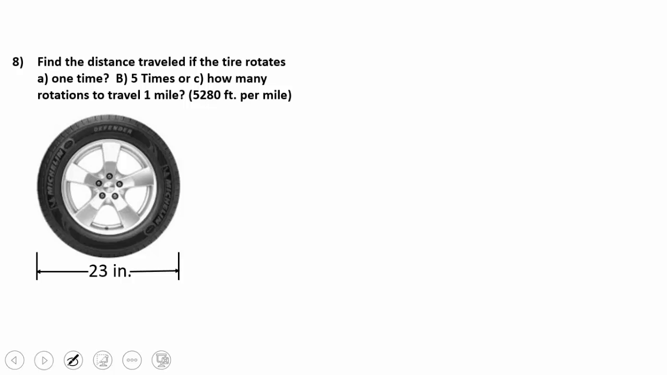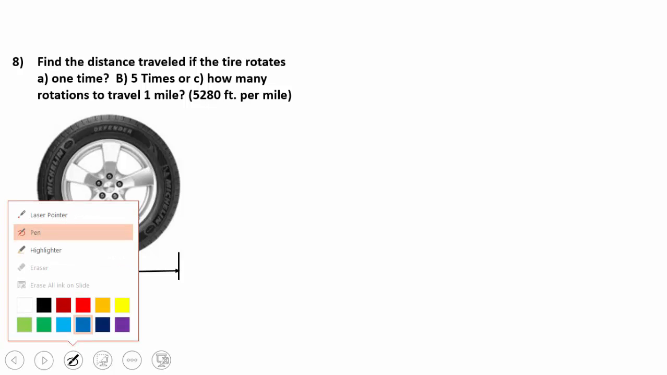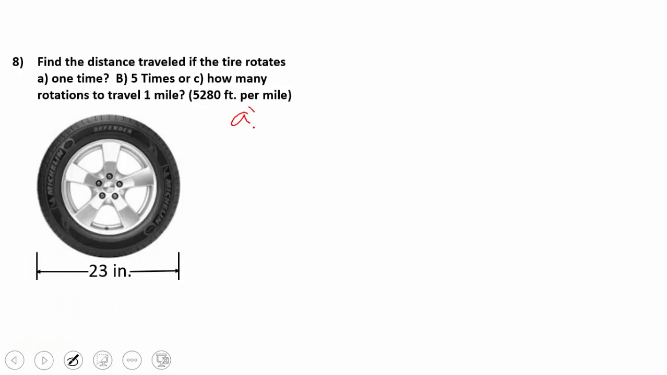It says find the distance traveled if the tire rotates A, 1 time, B, 5 times, or C, how many rotations to travel 1 mile? 5,280 feet in a mile. So let's do those one at a time. I'm going to start off with red for A. I'm going to find the circumference.